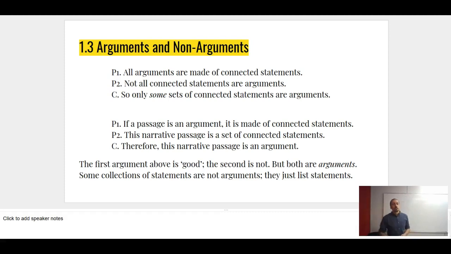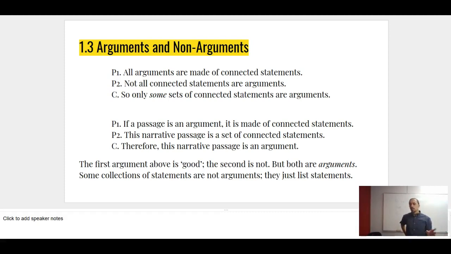Okay. So not everything is an argument. An argument is a series of connected premises establishing a definite conclusion. Now, all arguments will be made of connected statements. Not all connected statements, however, are arguments. So, in conclusion, only some sets of connected statements are arguments. That's a good argument itself.